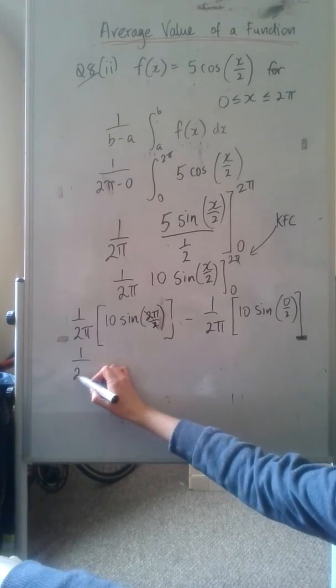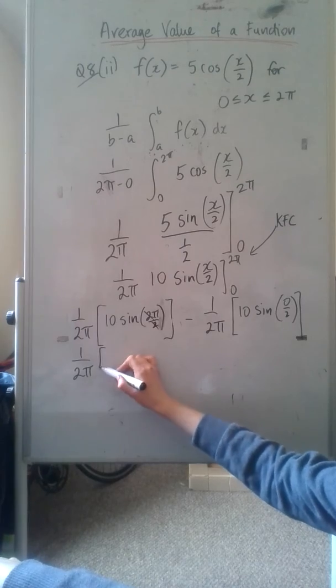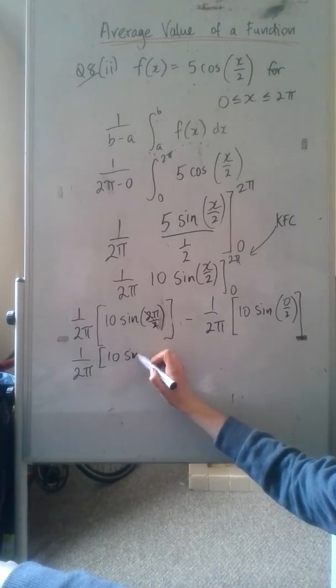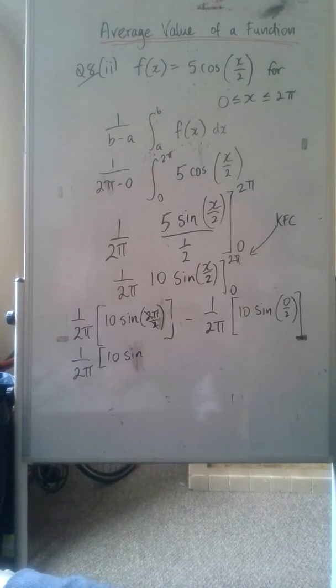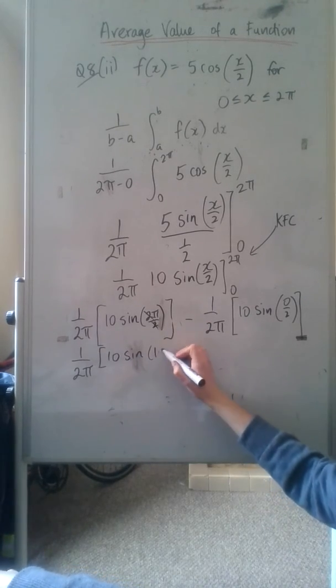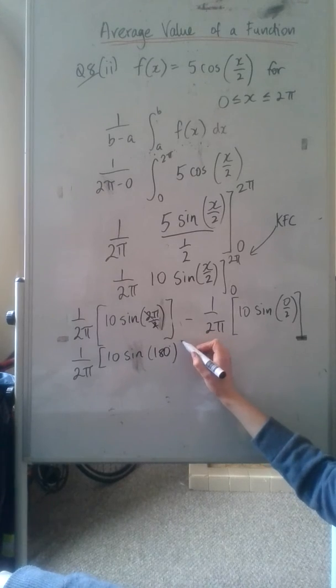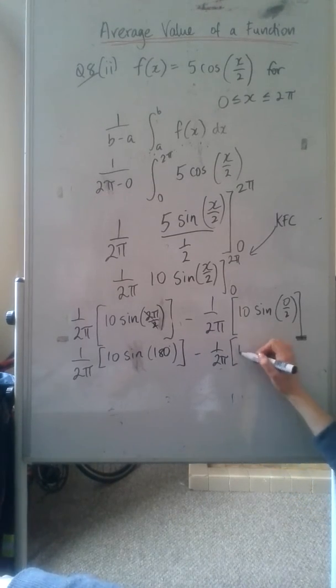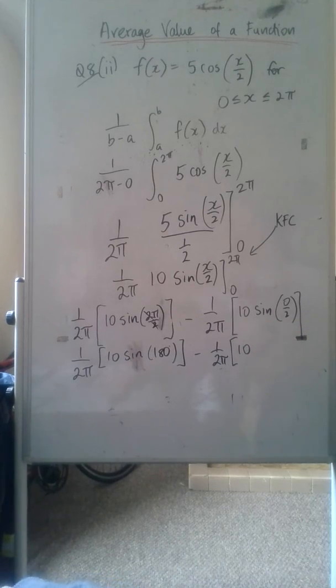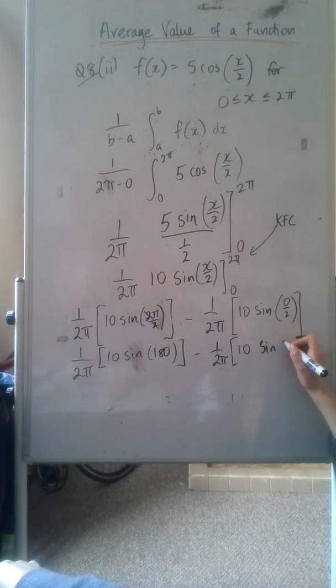Anyway, you'll see that's going to cancel, by the way. So it's going to be 1 over 2 pi, 10 sine, and it's pi, but remember what I just said, pi is 180, so I'm going to put 180 in there, minus 1 over 2 pi, and what's going to happen with this one is it's 10 sine, and 0 over 2 is just 0, so it's sine 0 degrees.